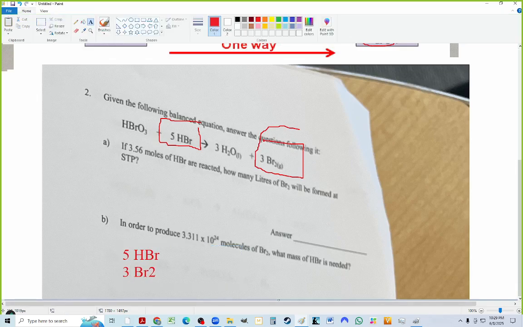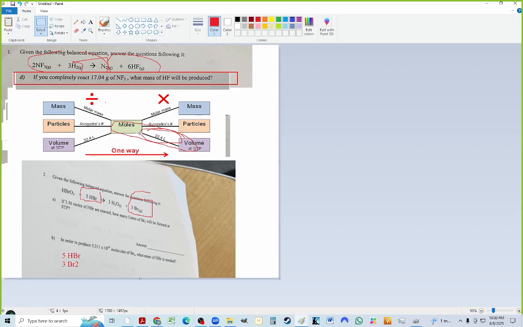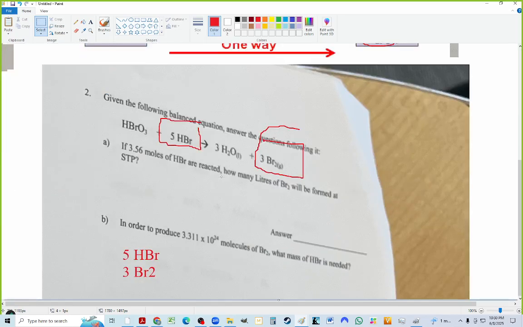Now, they gave me number of molecules of what? They gave us the molecules of Br2. In order to produce 3.311 times 10 to the 24 molecules of Br2, right? It's 10 to the 24. Now, molar mass is 10 to the 23.